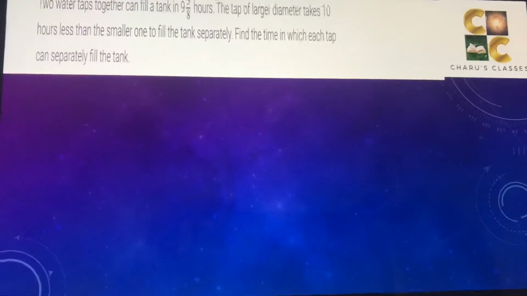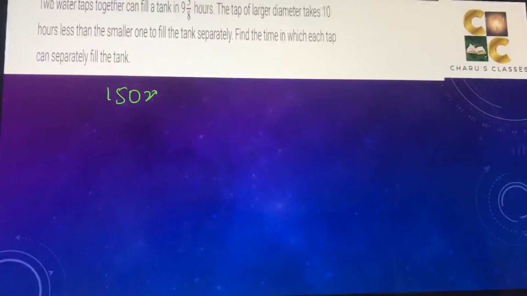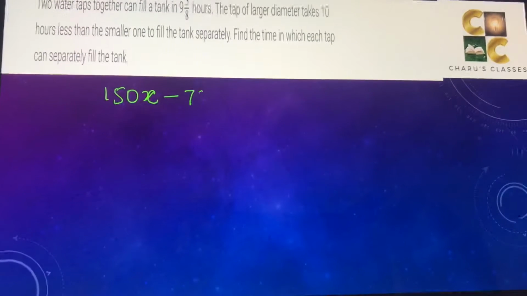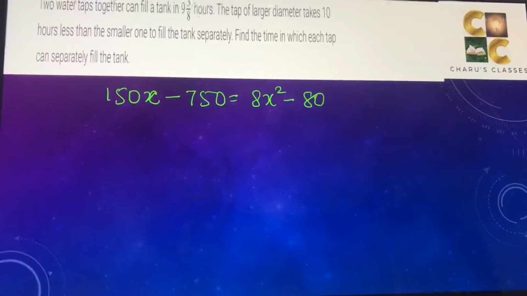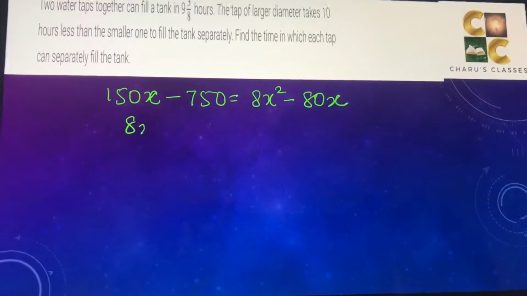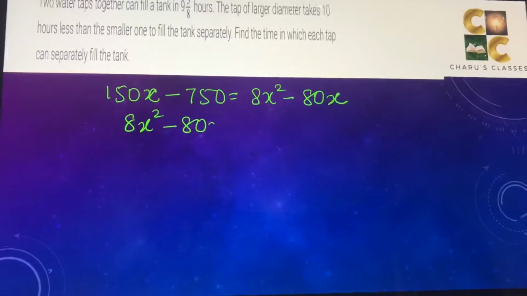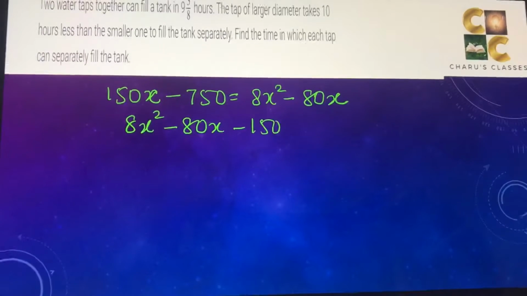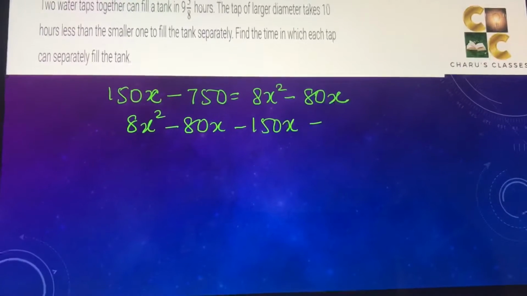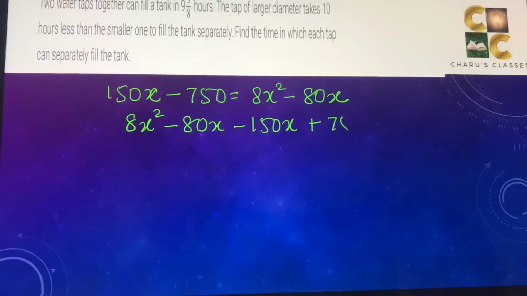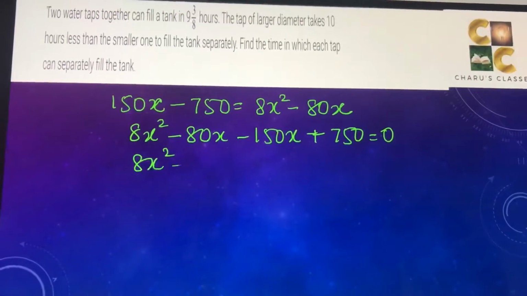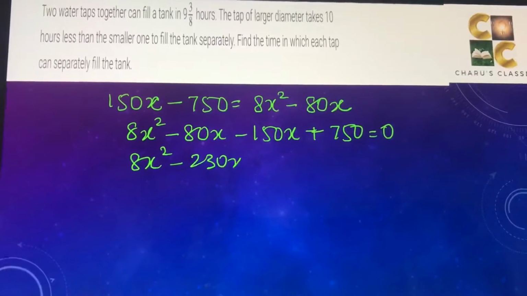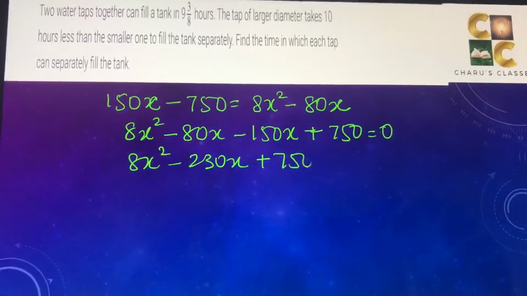This will give us 150x minus 750 is equal to 8x square minus 80x. Or 8x square minus 80x minus 150x plus 750 is equal to 0. 8x square minus 230x plus 750 is equal to 0.